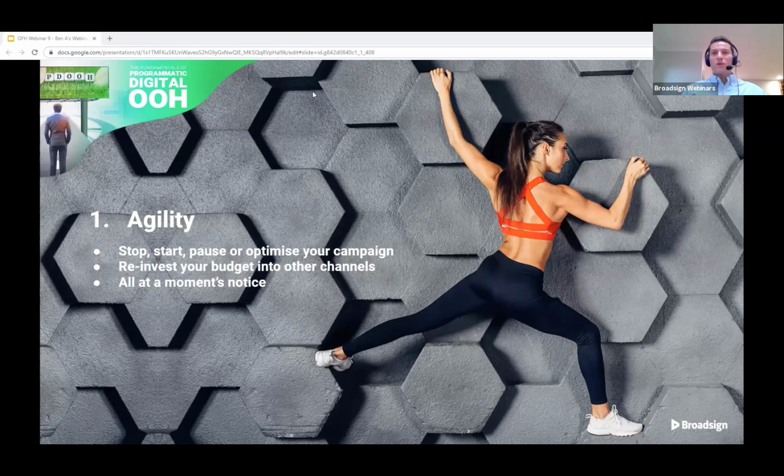We were running a programmatic digital out of home campaign for a prominent white goods manufacturer, and they were promoting their upcoming warehouse sale. Unfortunately, the warehouse sale never went ahead as it was cancelled along with pretty much everything else during the lockdown. But instead of pushing their digital out of home activity back to a later date, what the advertiser did was they were able to reinvest their remaining budget into online activity to support the e-commerce side of the business. So that's a really nice example of the benefit of agility and flexibility that programmatic can provide.